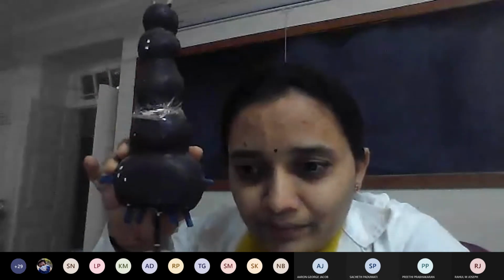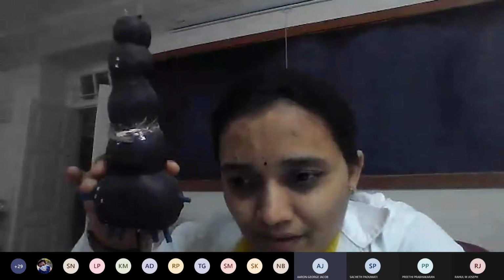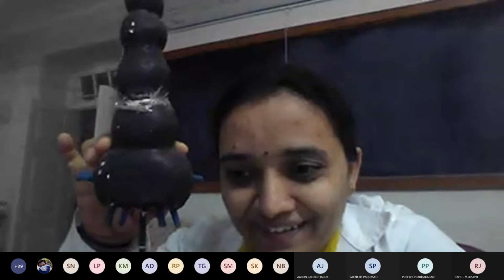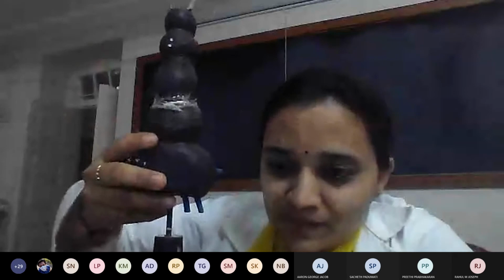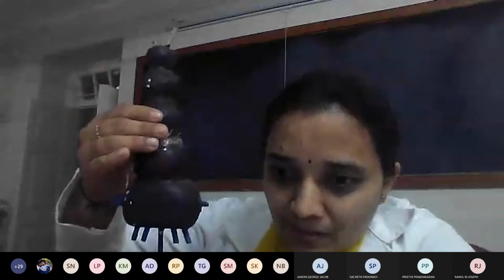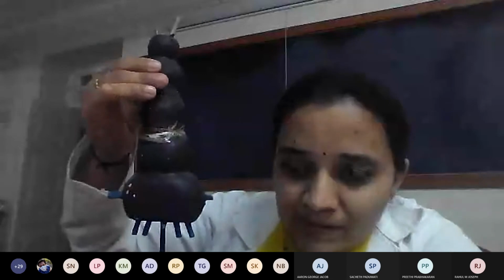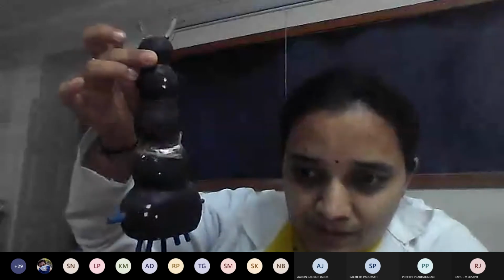This is the heart tube. Visible properly? Yes, ma'am. This is the model which is asked frequently. This is going to be your favorite one. This is sinus venosus. From below upwards I'll explain: sinus venosus, primitive atrium, primitive ventricle, bulbus cordis, truncus arteriosus. Okay, this is the heart tube.